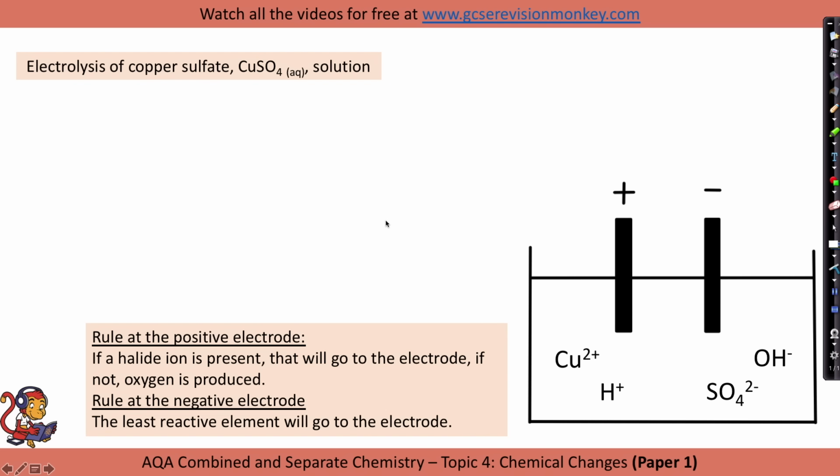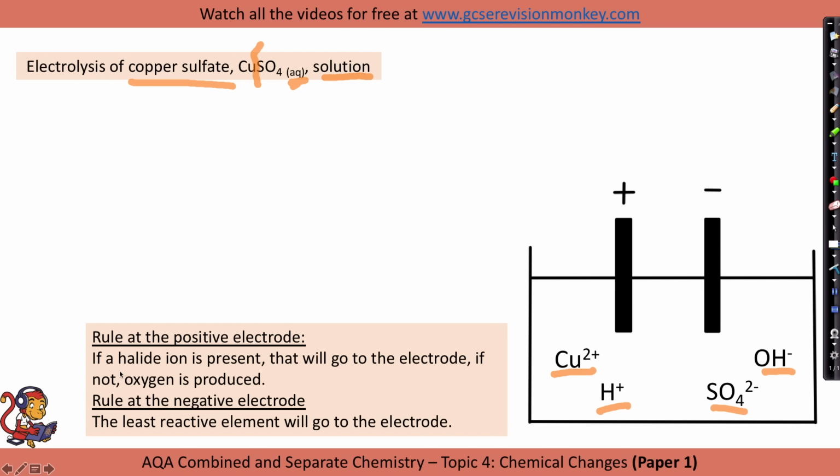We're going to look at a second example now, but we're going to apply exactly the same rules. This is the electrolysis of copper sulfate solution. So it's aqueous, and the ions that you have present are copper, don't forget the first thing's positive, so copper and sulfate, and then you've got the ions from the water, H+ and OH-. So again, you've got two things that you need to decide from and predict what will go to the electrodes. So let's start off with the positive electrode.